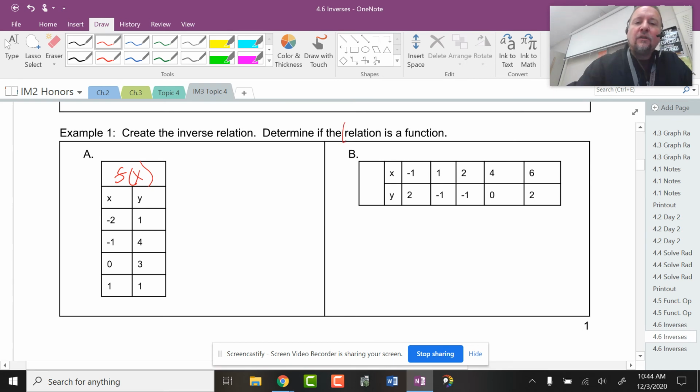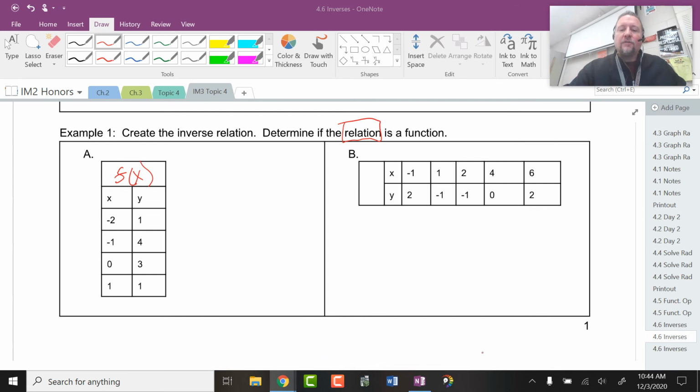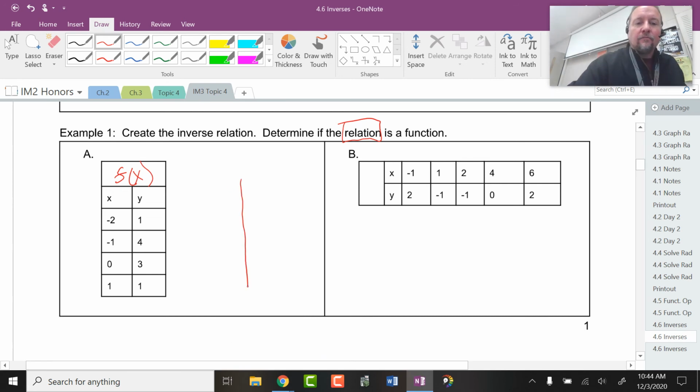By the way, relations are just like the word you think it is, related. This x coordinate is related to this y. This x coordinate is related to this y. 0 is related to this 3. They're connected. So that's why the word relation is used in these situations. Okay, hide that. Now create a new chart. And then this is where we're going to give you some notation for inverses.